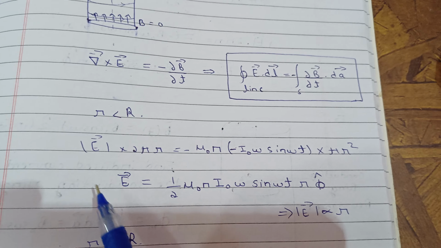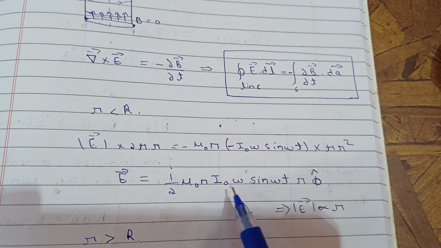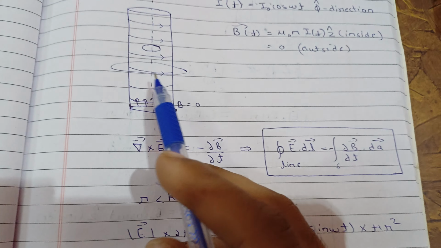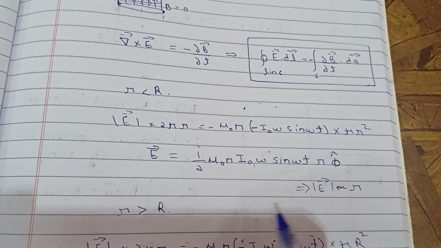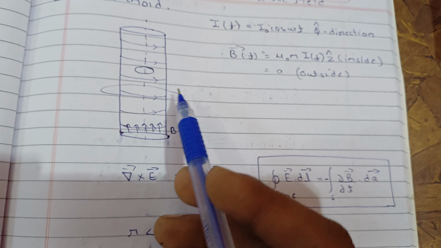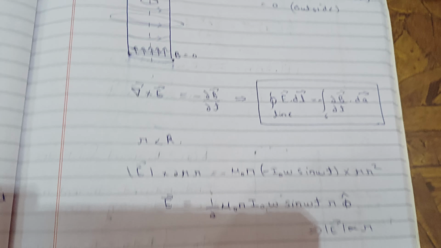From here you will get the expression for E. It will be one half mu naught n I naught omega sin omega t r in the phi cap direction. So the direction will be along the tangential. Here you can see that E is proportional to r, so as the distance increases, E will increase inside the solenoid.